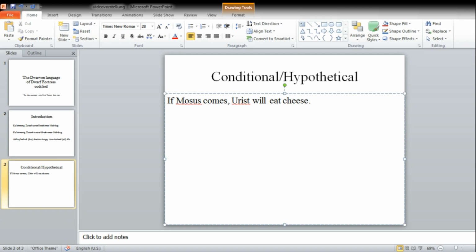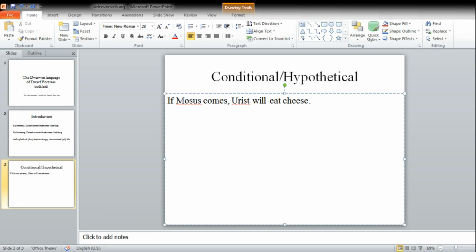Now, this one is a little confusing because it doesn't begin with a subject. In English, it begins with a prepositional phrase. However, or no, it's not a prepositional phrase. No, sorry. Forget I said that. In English, it doesn't begin with the subject because the subject is here. Eurist will eat cheese. Eurist will eat cheese on the condition that Moses comes. And you can notice that the word order is not correct because there's a comma here. The comma shows in English that this is not the subject, this is the subject. That's why it's necessary. But however, in Dwarven, the subject must be at the beginning of the sentence.